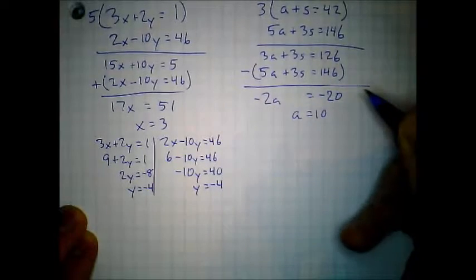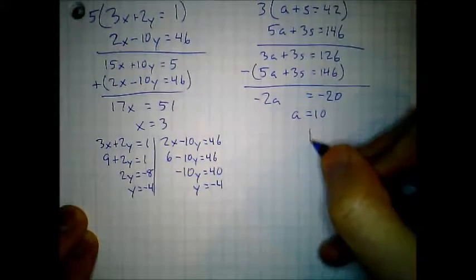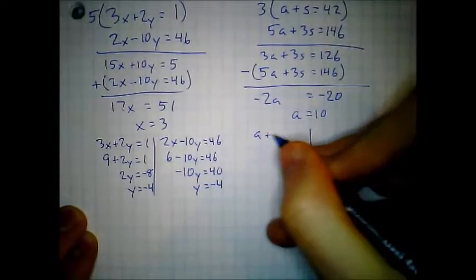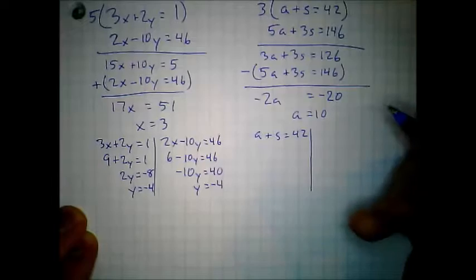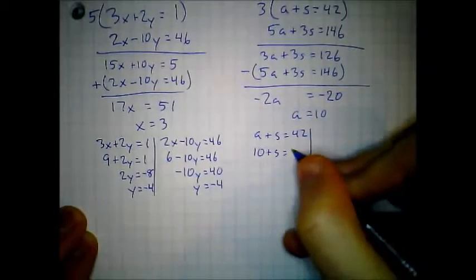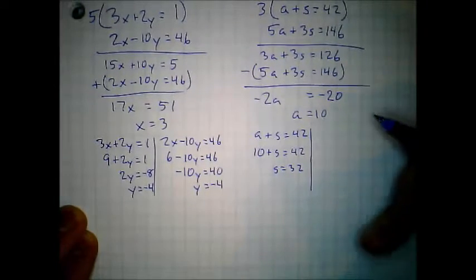We just divide both sides by negative 2. Okay, a equals 10. Now we got to figure out what s is. So our first equation, a plus s equals 42. So we substitute 10 in for a. So we have 10 plus s equals 42. So s equals 32. We just subtract 10 from both sides.